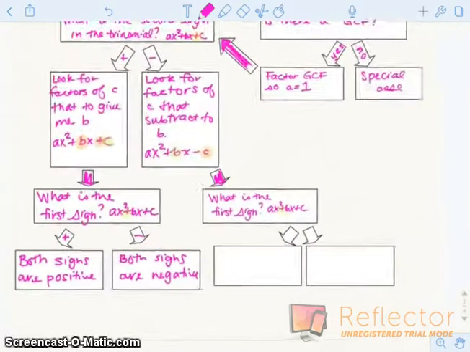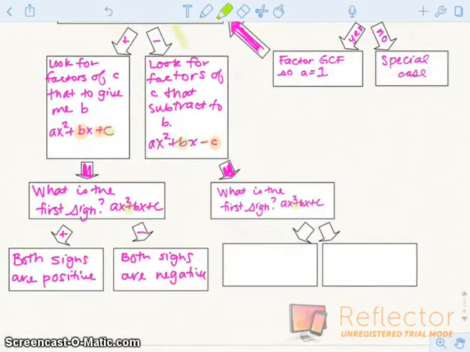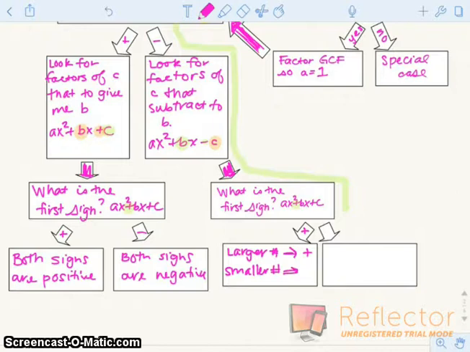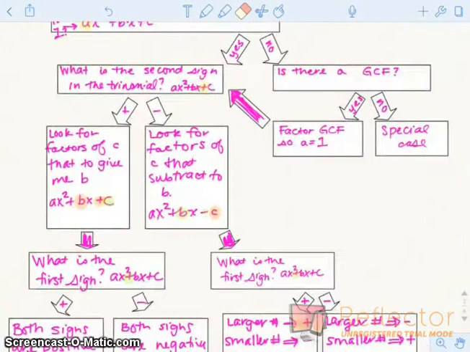All right, if I had gone down this original path of a negative, and then what is the first sign? This is where I'm going now. I'm going to say if the first sign was positive, the larger number is going to be positive, smaller number, negative. If my first sign was negative, my larger number will be negative, and my smaller number will be positive. This might seem a little confusing right now, so let me really explain and then do an example.